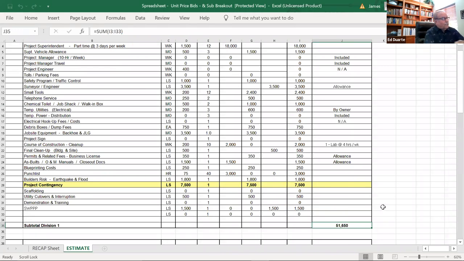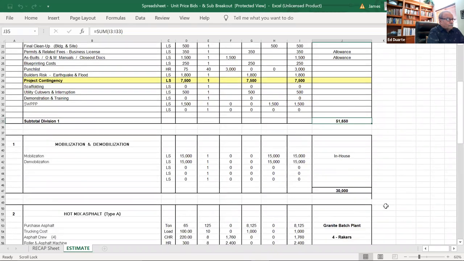Just for your information, when you start hitting a couple of million, $2, $3, $4, $5 million bids, the general conditions can run as much as a couple of $100,000 easily. And you haven't done a lick of work.